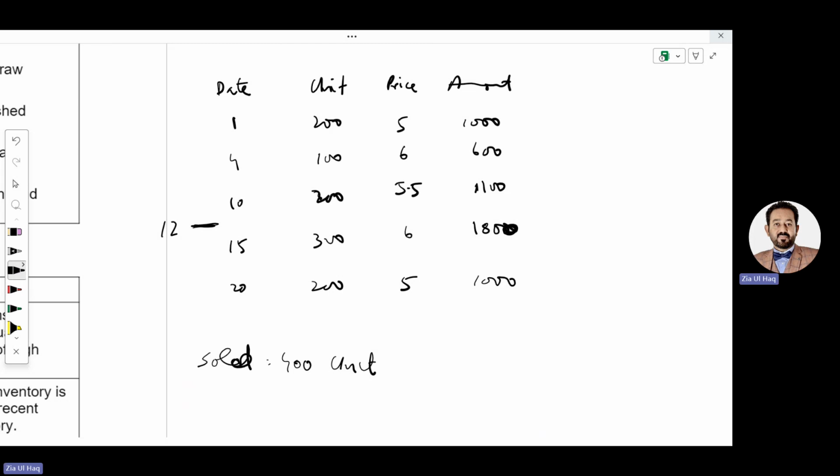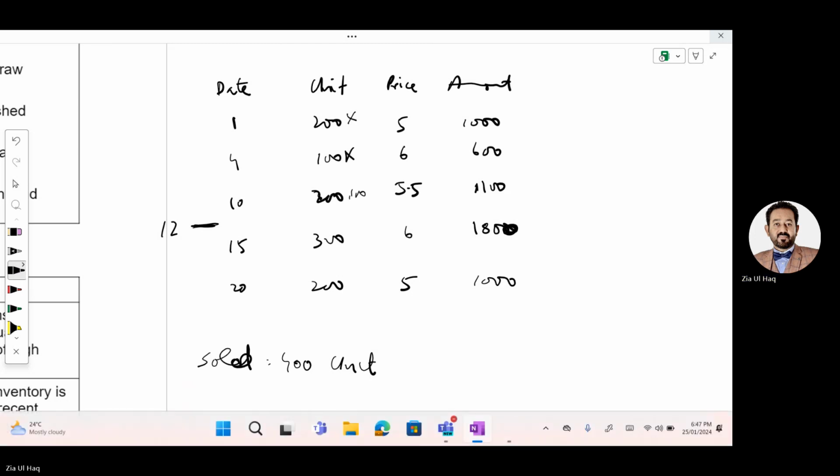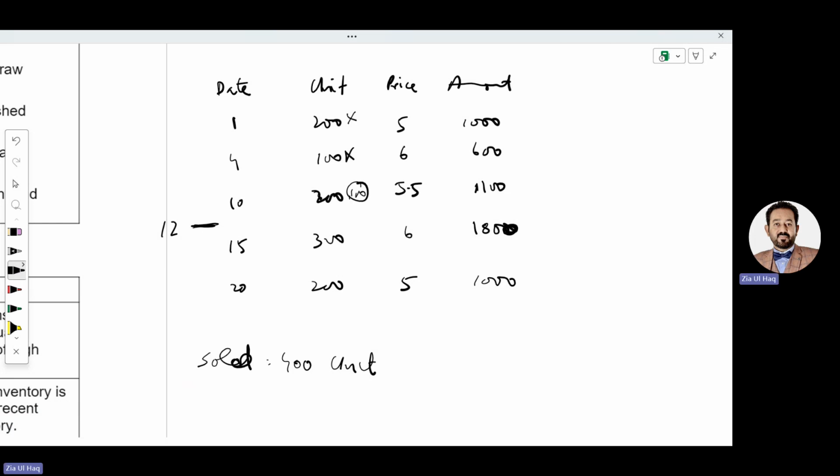This means if they sold 400, these 200 are all gone. 200 more, this 100 is also gone. Out of these 200, how much is left? 100. So what is the closing inventory? 100 into 5.5 will be 550. 550, plus these are still there, 1800, plus these are still there, 1000. So the closing inventory figure will be 2800 plus 550, 3350.